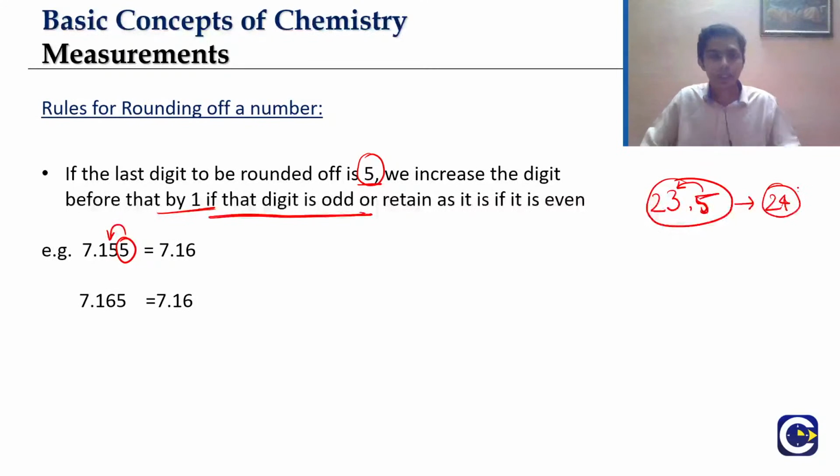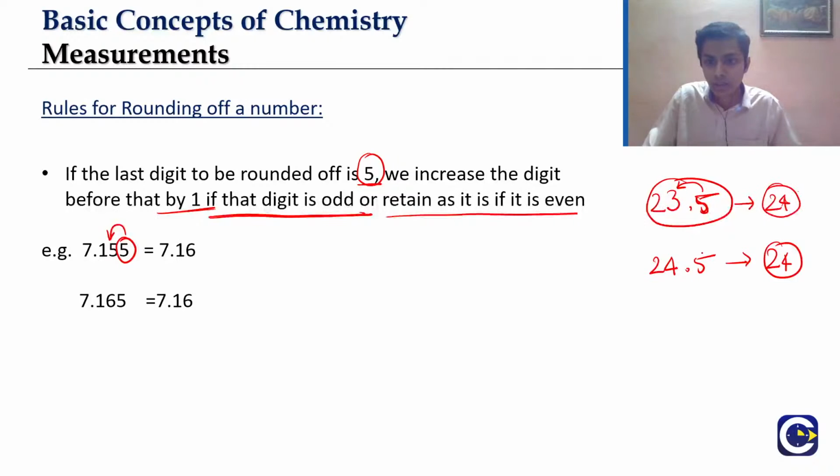My teacher cheated me by giving 23. Or retain it as it is if it is even. So instead of 23.5, if it was 24.5, then I would have been given only 24, because the preceding digit is even, correct? So when it is even, we don't add. Even, don't add. Odd, add 1. Clear? You can comment.